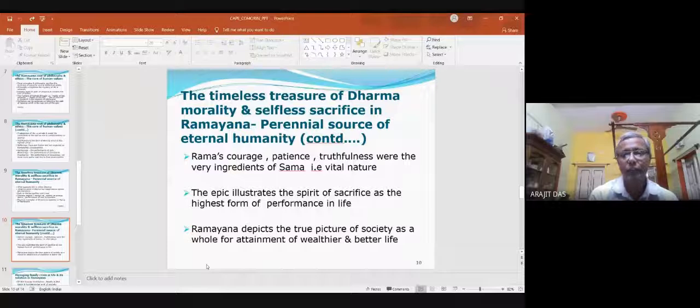Rama's courage, patience, and truthfulness were the very ingredients of his vital nature. The epic illustrates the spirit of sacrifice as the highest form of performance in life. Ramayana depicts the true picture of society as a whole for the attainment of a wealthier and better life.